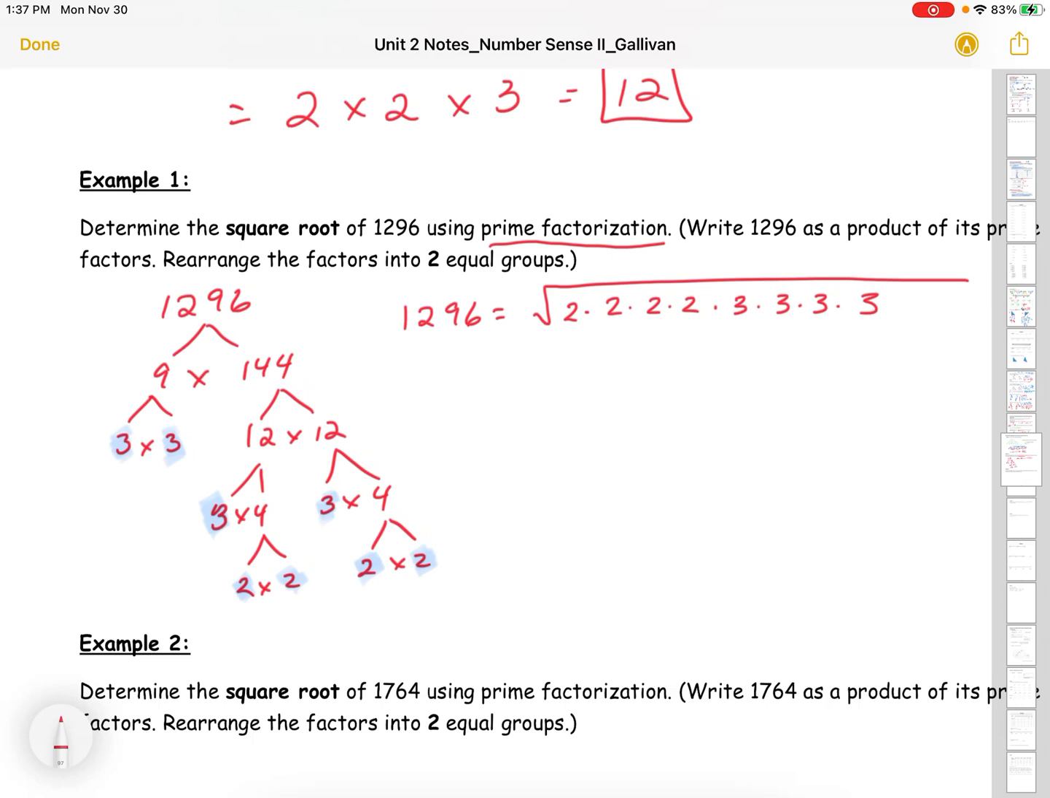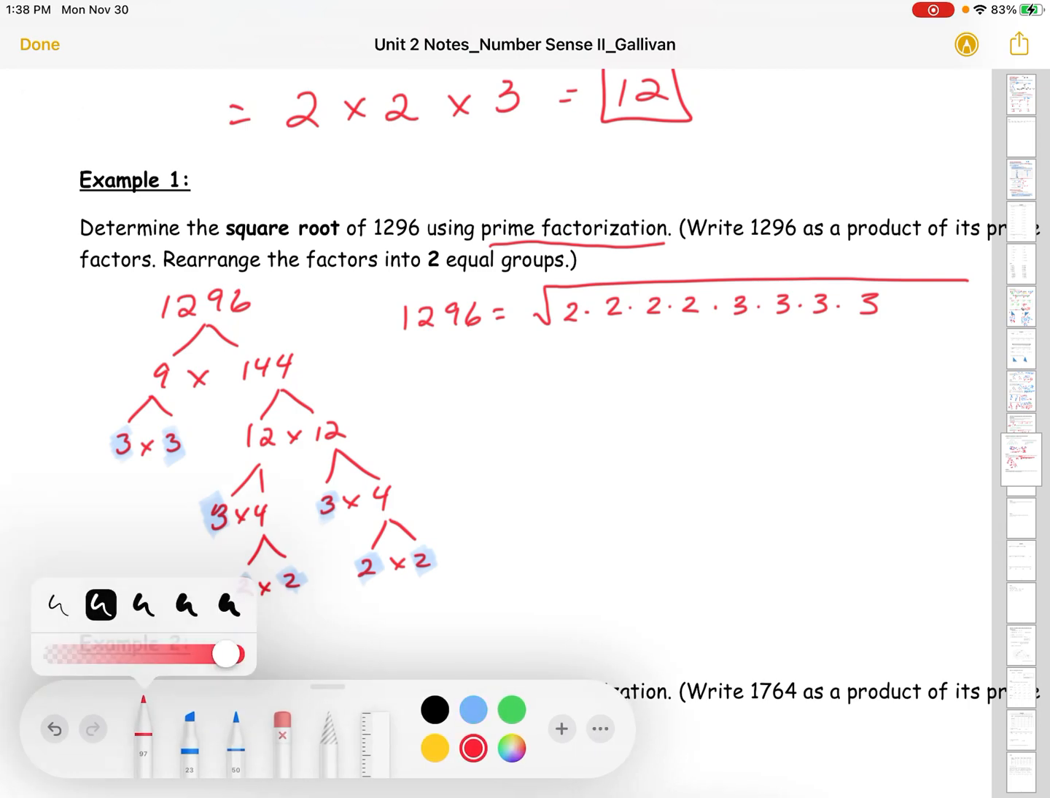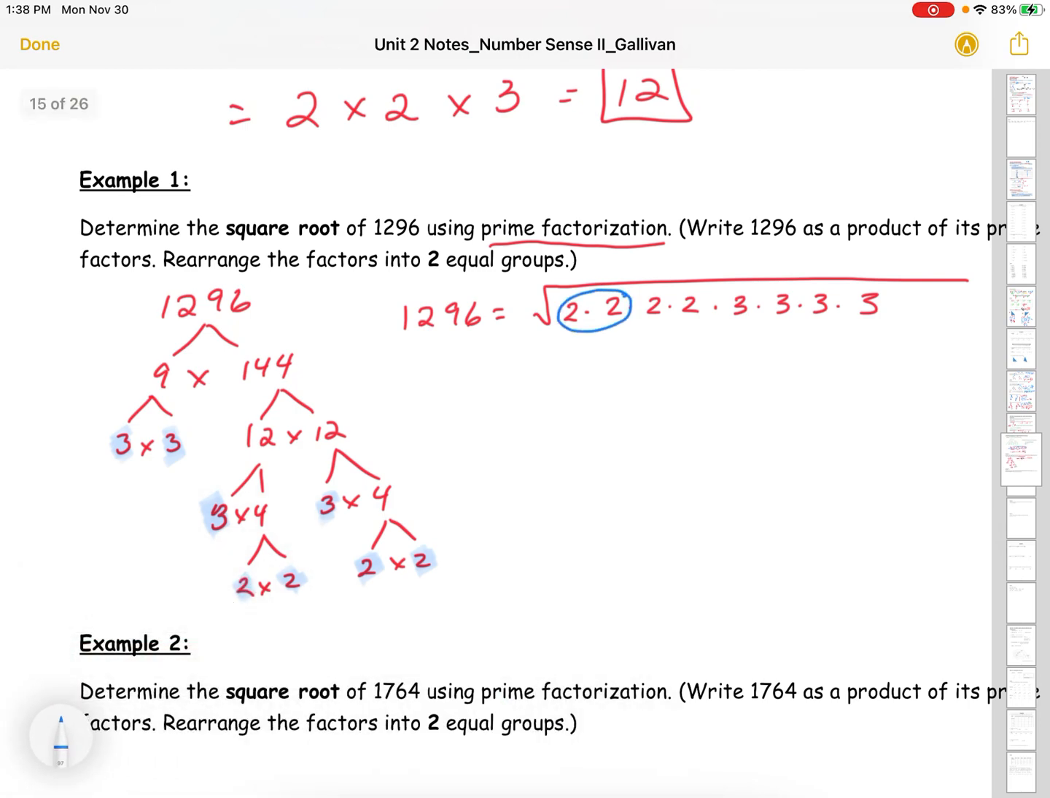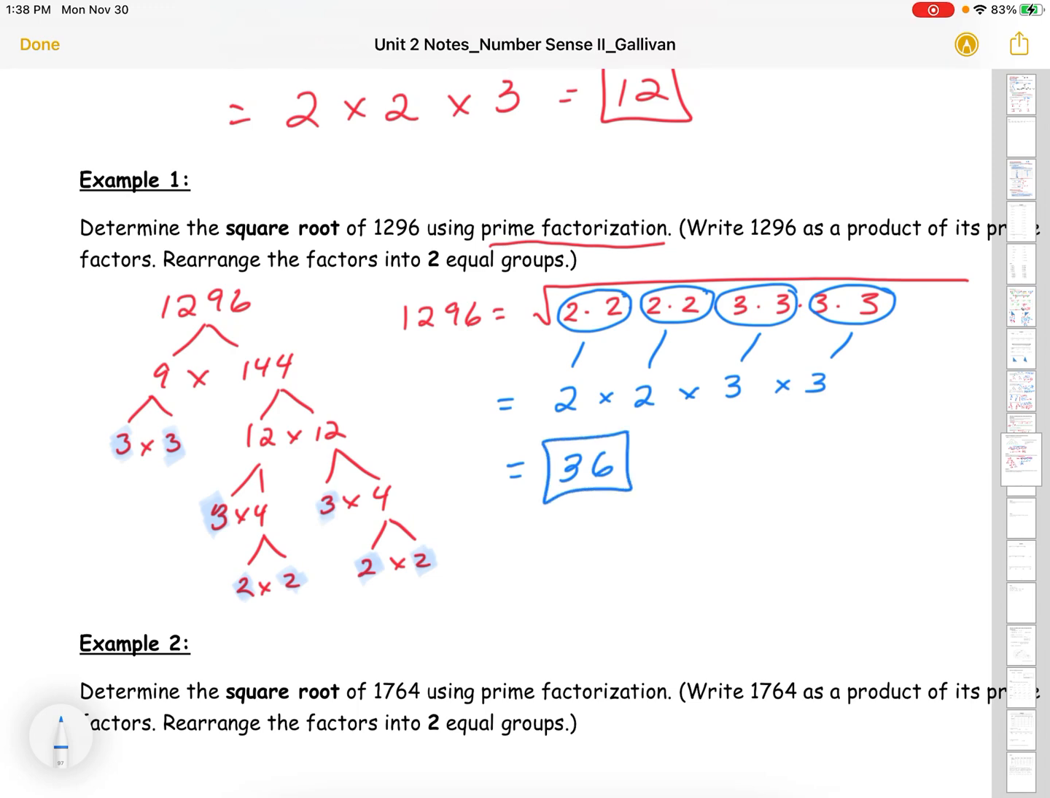Make sure I got the right number. 1, 2, 3, 4, 5, 6, 7, 8. 1, 2, 3, 4, 5, 6, 7, 8. Now that they're in that order, it's easier to kind of see pairs. There's a pair, there's a pair, there's a pair, and there's a pair. So when I take those out, I'll get 2 times 2 times 3 times 3. I just take out one number for each pair because I'm finding the square root. So 2 times 2 times 3 times 3, if I multiply those, equals 36.